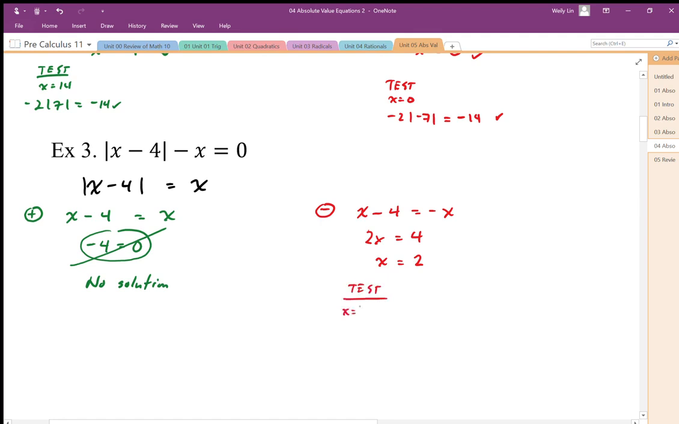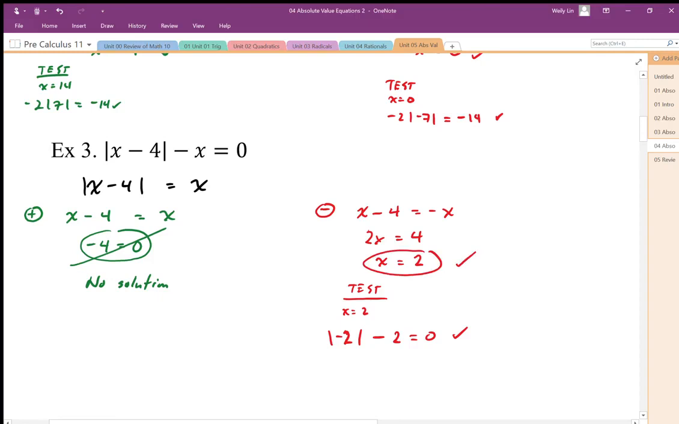Test x equals 2. When I plug it in, I end up with 2 minus 4 is -2 inside the absolute value. Absolute value of -2 equals 2, so 2 minus 2 equals 0. That is a perfectly valid solution. Okay, so this solution is our only solution.